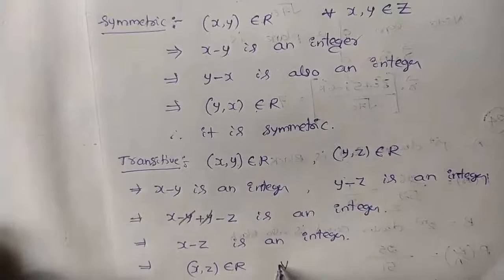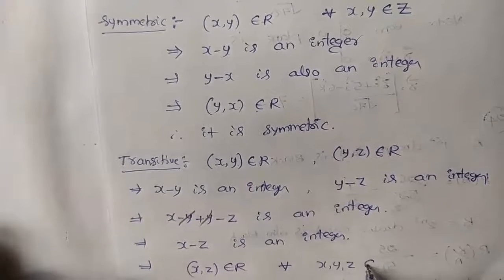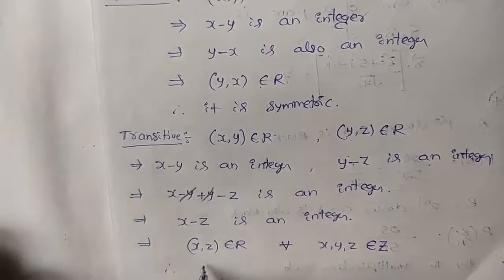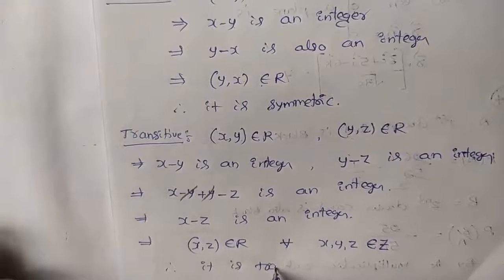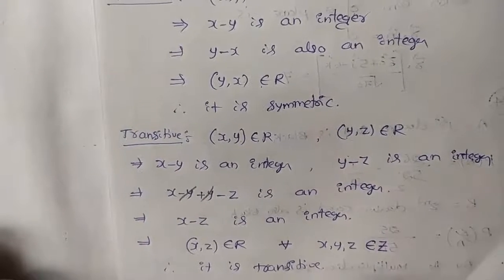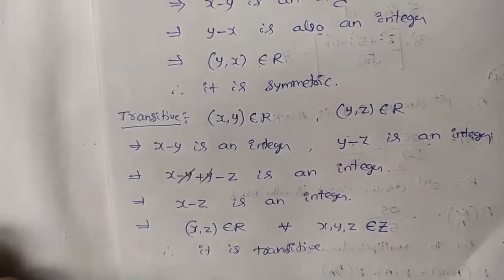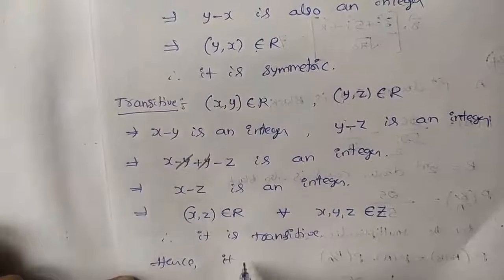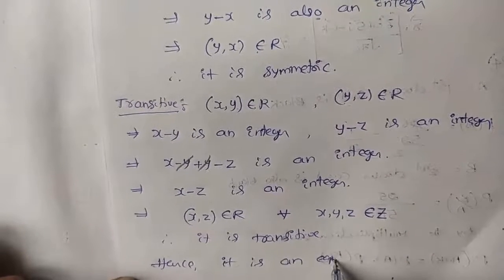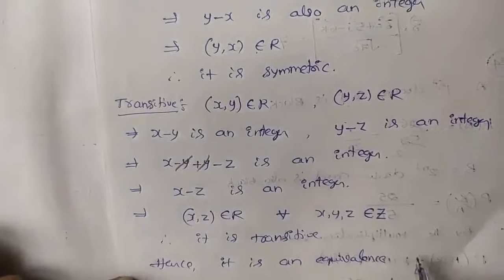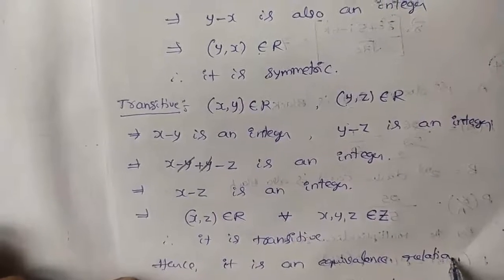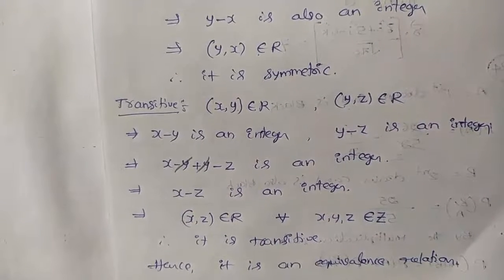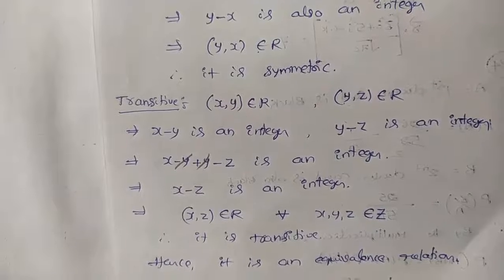So for all x, y, z elements of integers, therefore it is transitive. Therefore it is reflexive, symmetric and transitive. Hence it is an equivalence relation. Okay, understand? It is the 25th question. Next, let us move on to the 26th question.